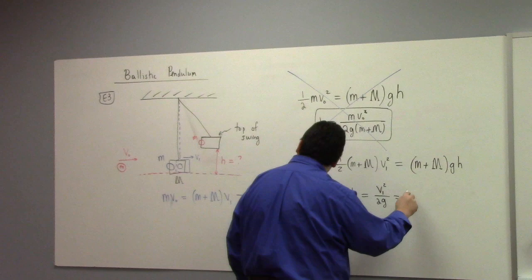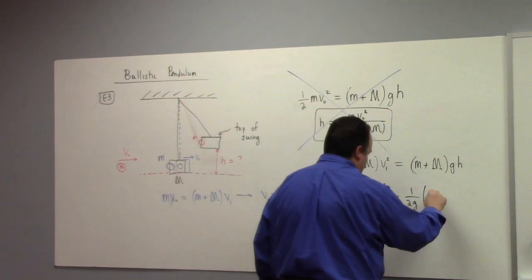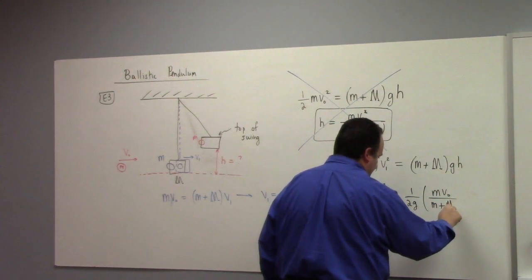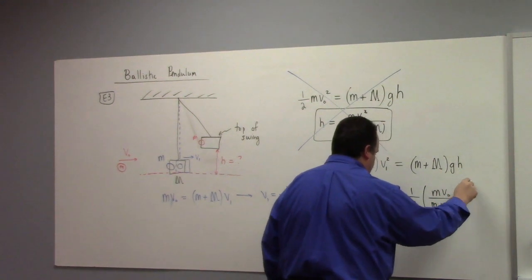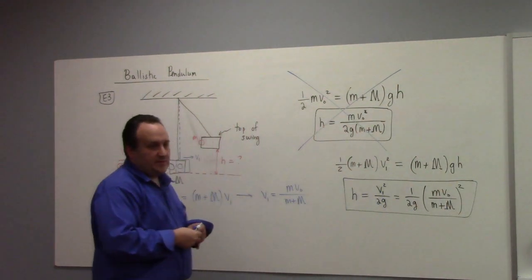1 over 2g times m v naught over little m plus big M, squared. So there you go. That's the actual height that the ballistic pendulum swings up to.